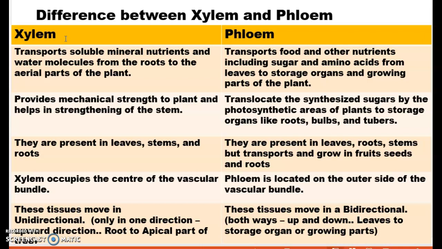Xylem occupies the center of the vascular bundle. Phloem is located on the outer side of the vascular bundle. Xylem tissue moves materials in a unidirectional way, only in one direction. Unidirectional means only in the upward direction. That means the water is transported from root to the apical part of the tree. If we talk about the phloem tissue, it moves in a bidirectional way, both ways, up and down. That means from leaves to storage organs, and from storage organs or growing parts to leaves.